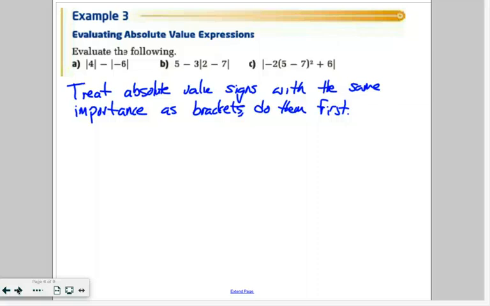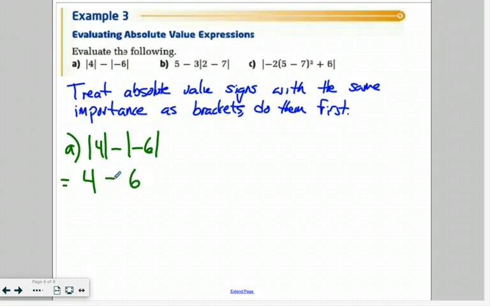Okay? So in this first one here, we have the absolute value of 4 minus the absolute value of negative 6. Okay? So the absolute value of 4 is just 4. The absolute value of negative 6 is 6, and I'm subtracting these, so ultimately my answer is negative 2. So just because there's absolute values in the expression doesn't mean that the overall answer still can't be negative. Okay? But just make sure you're evaluating those absolute values before you do the operation connecting them.